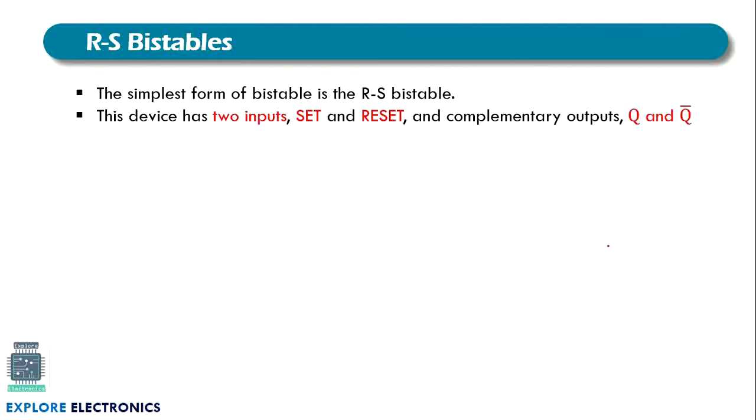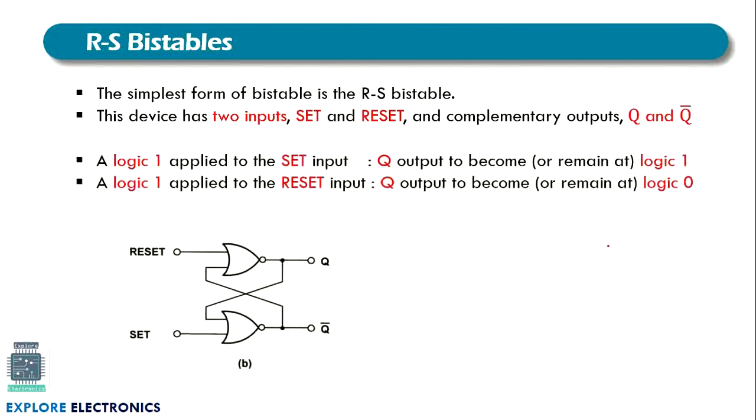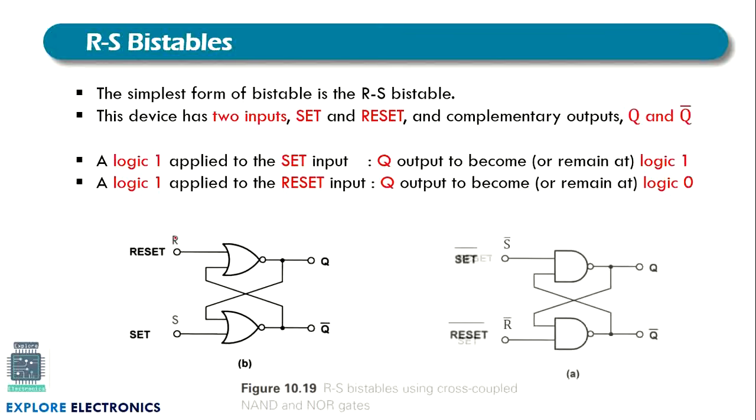Now let us see RS bistables. RS bistable is the simplest form of bistable where the two inputs are S and R. R is reset and S is set. We can treat the inputs as set and reset inputs, or simply R and S inputs. The two ways of representing this RS bistable are by using a NOR gate arrangement or by using a NAND gate arrangement. We can use either of these two circuits to have an RS bistable. And obviously the two complementary outputs are Q and Q bar.